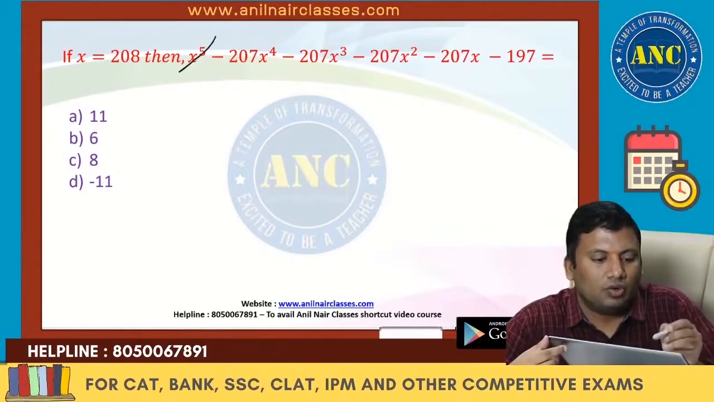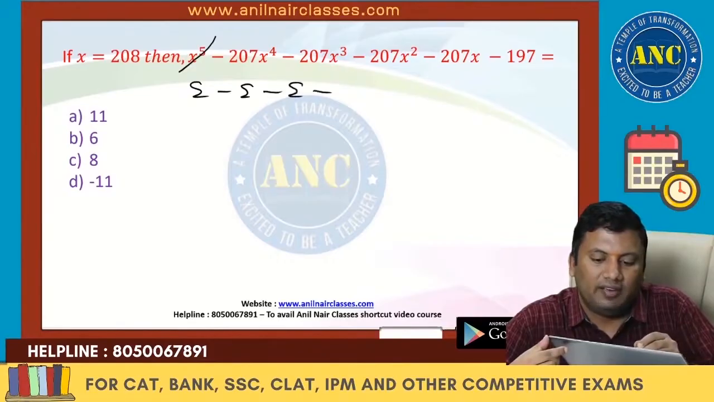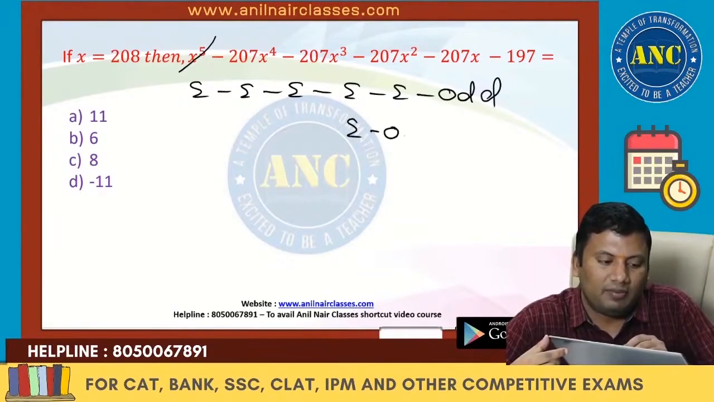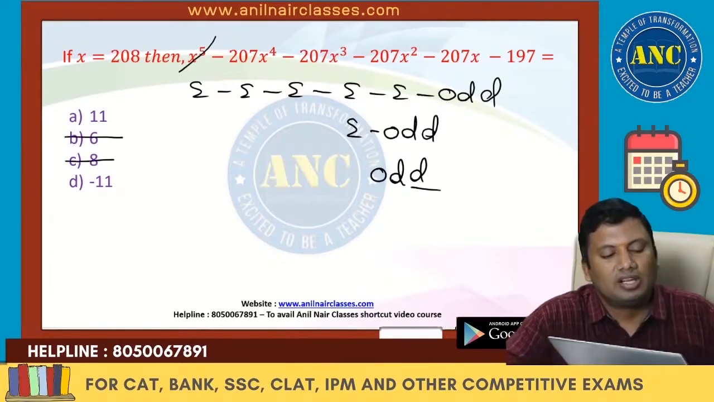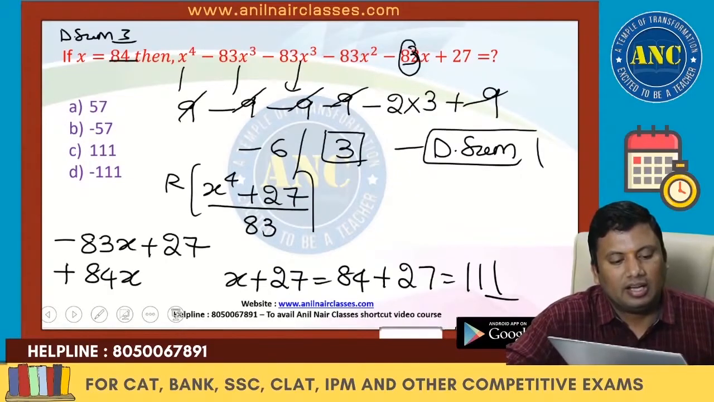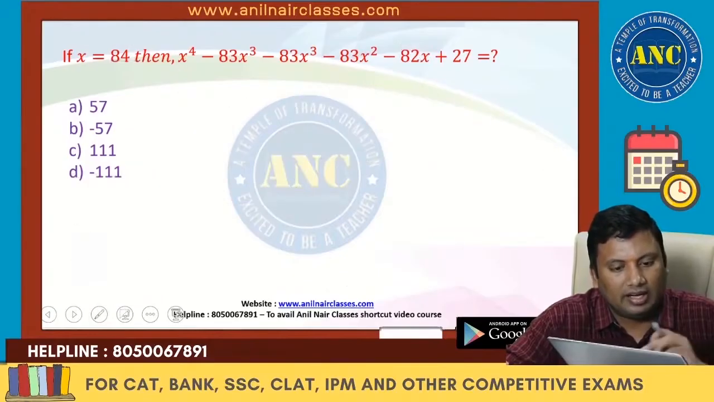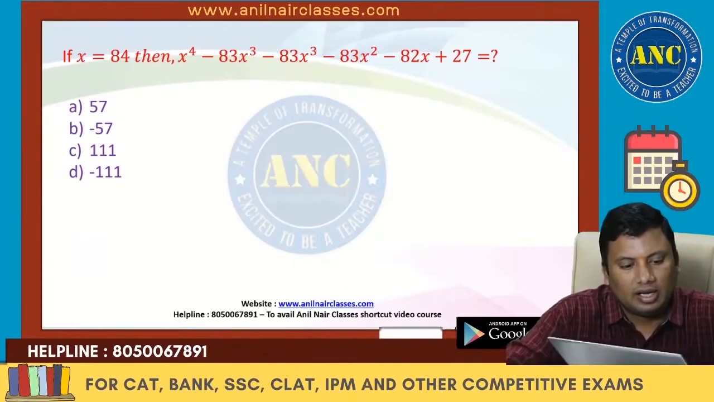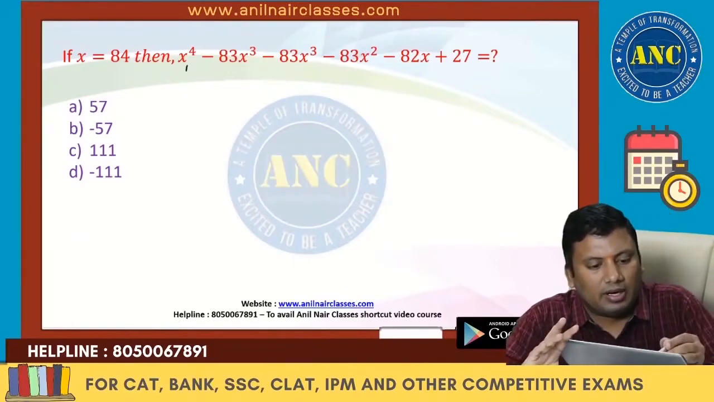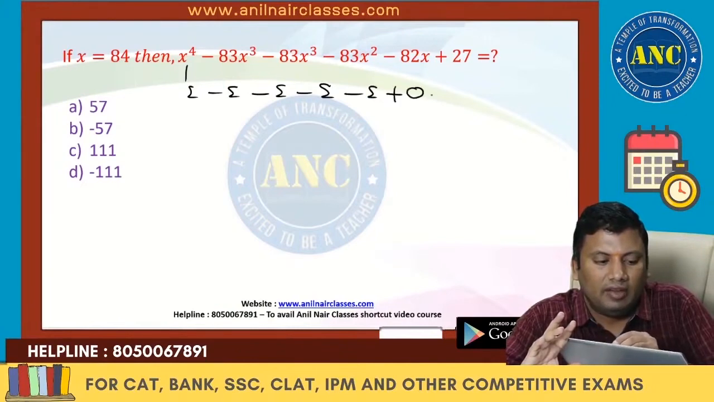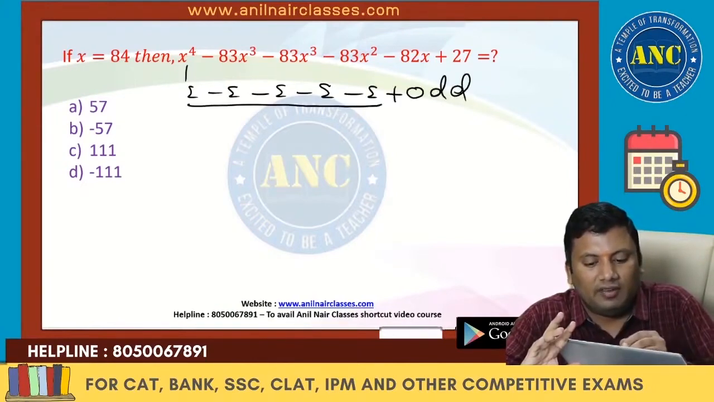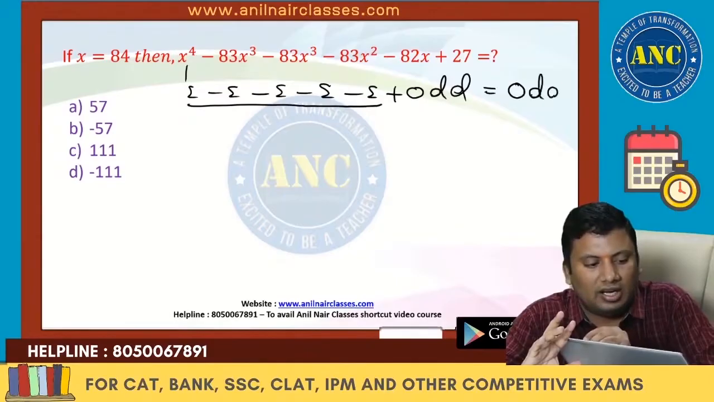Here 208 is even. 197 is odd. Even minus odd is nothing but an odd number. By looking at the question itself, 6 and 8 can be eliminated. I hope you are all there with me. Right? Now see here. This is nothing but even. Even plus odd is odd.